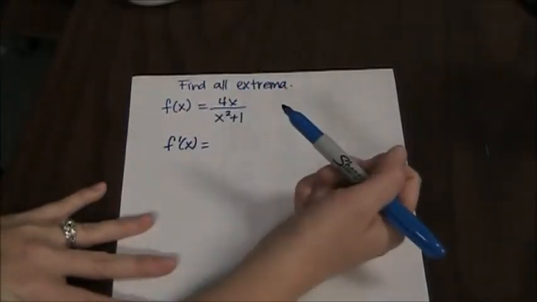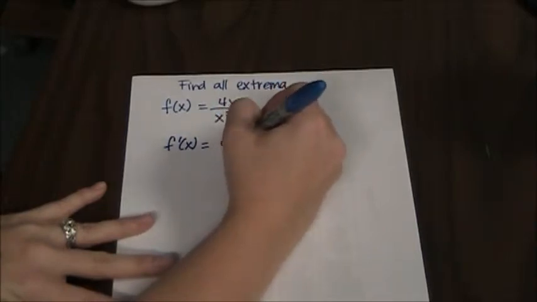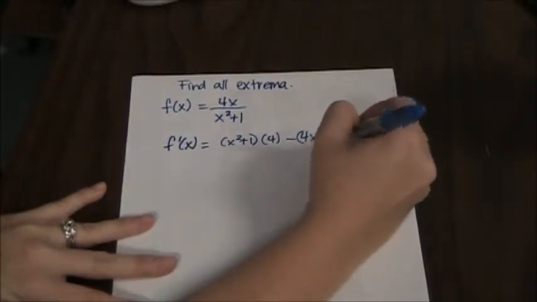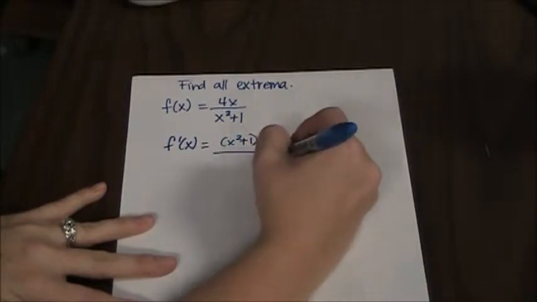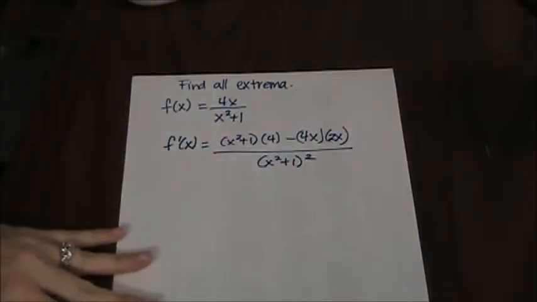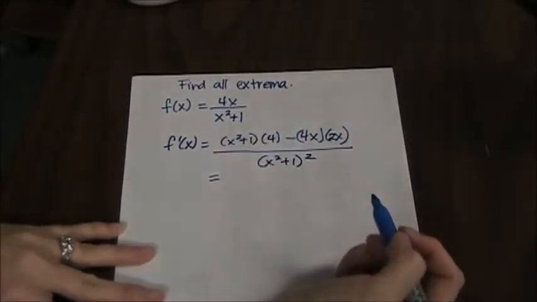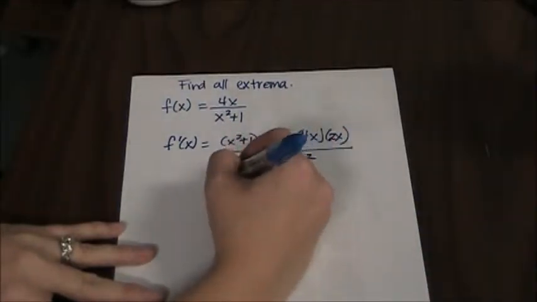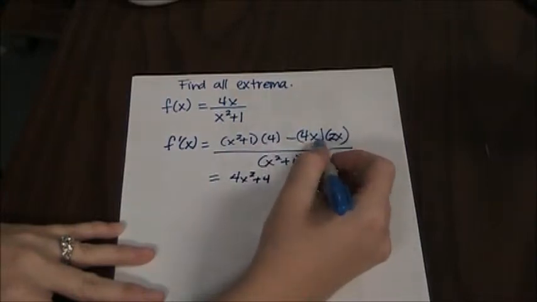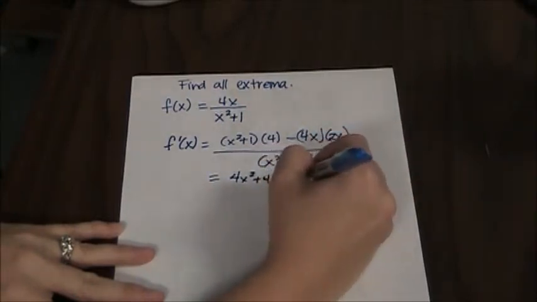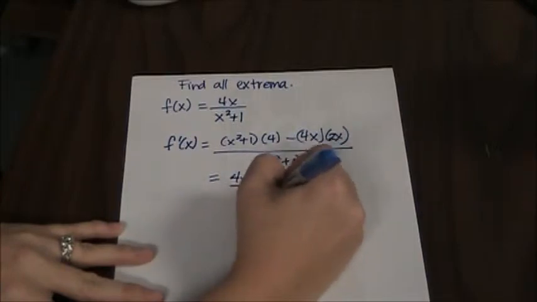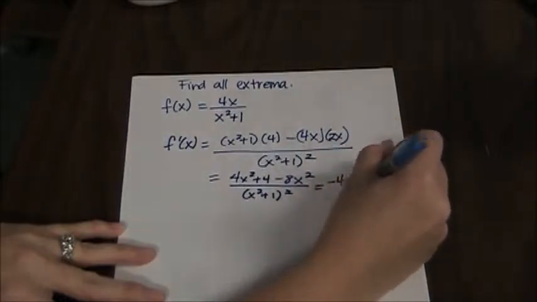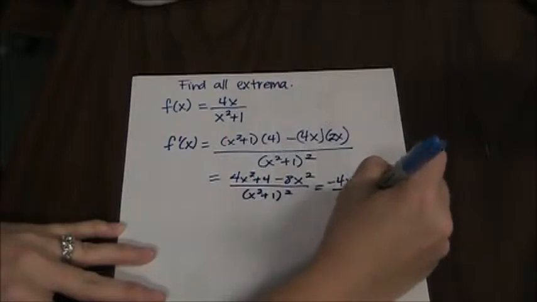And this is a quotient, so I have to use the quotient rule. So low d high minus high d low, all over low low. And then I need to simplify because I'm going to make a sign chart and it'll be easier to find solutions if I simplify. So distribute the 4, give me 4x squared plus 4, and then 4x times 2x is 8x squared. And then I'll combine my like terms, so it'll be negative 4x squared plus 4 over x squared plus 1 squared.